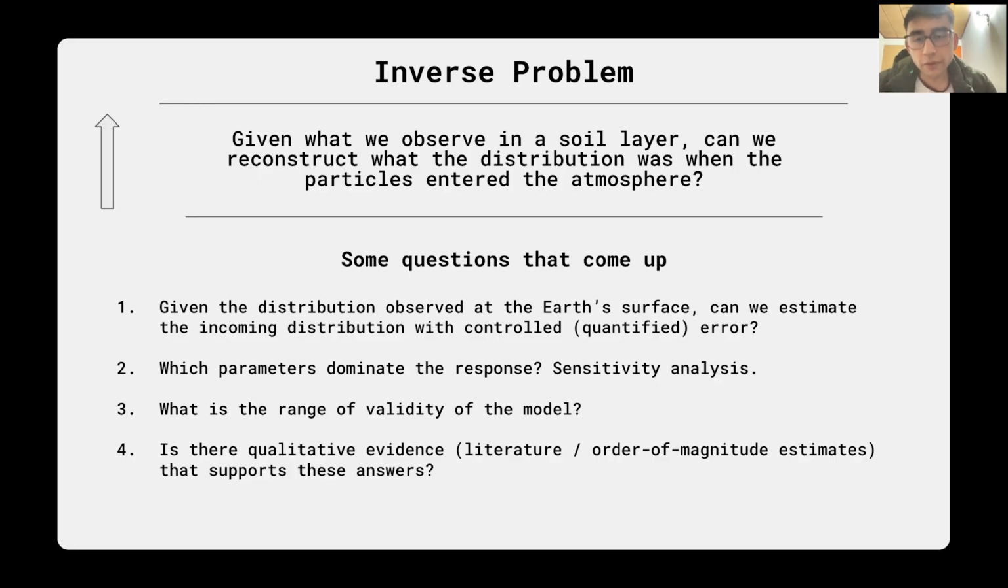And the second problem was the inverse one. So suppose we have a layer of soil or ice where we can measure the size distribution of dust grains that actually reach the ground. Can we work backwards and reconstruct what the incoming distribution was at the top of the atmosphere?